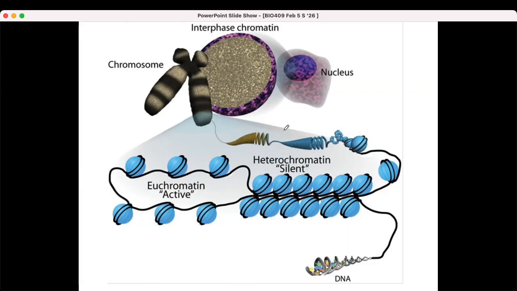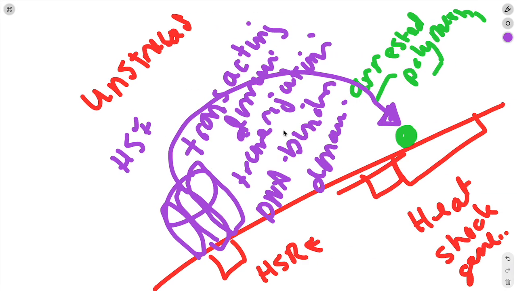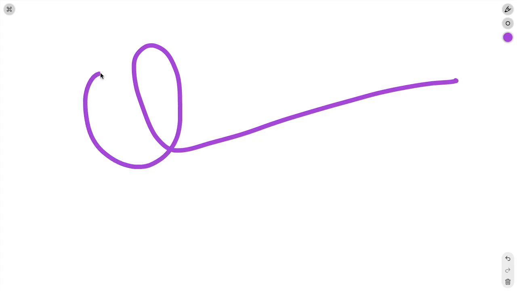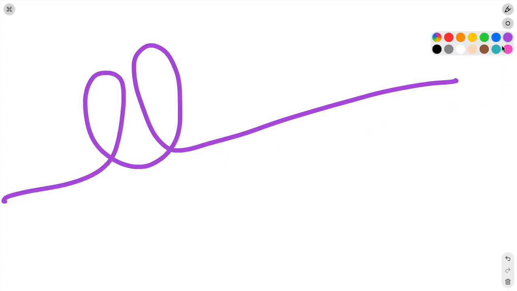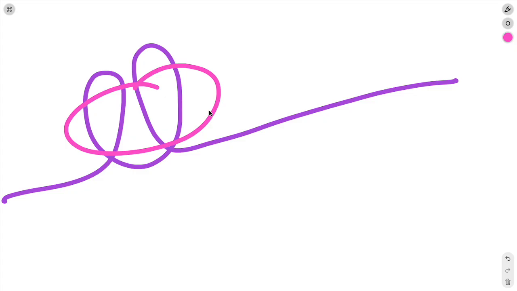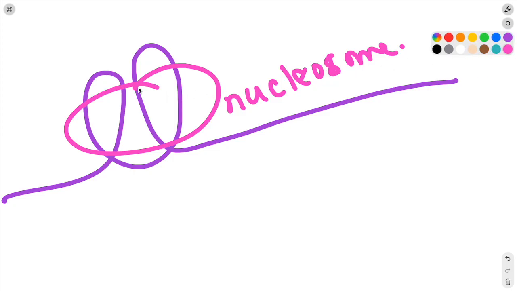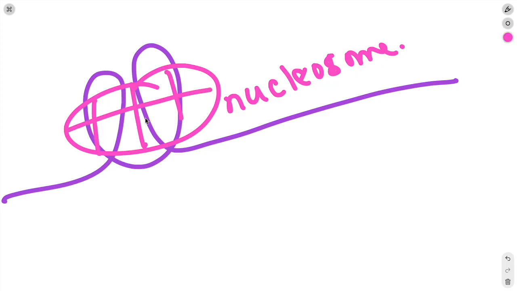These blue balls are called nucleosomes, and the nucleosomes are made up of histones. When we draw the DNA wrapped around this nucleosome, the nucleosome is that. The nucleosome is made up of a set of 8 proteins, which are 4 different proteins called histones. So the nucleosome is made up of histone proteins.